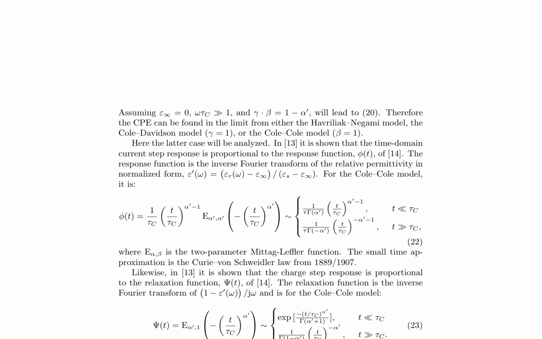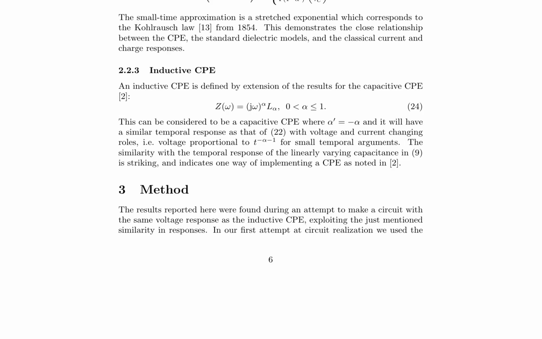Similarly, the charge step response is proportional to the relaxation function, psi of t, given by equation 23, which has a small time approximation that corresponds to the Kohlrausch law. The inductive CPE is defined by equation 24, which can be considered as a capacitive CPE with alpha equals minus alpha. Its temporal response is similar to that of the capacitive CPE, with voltage proportional to t to the power alpha minus 1 for small temporal arguments. The similarity with the temporal response of the linearly varying capacitance is striking, indicating one way of implementing a CPE.